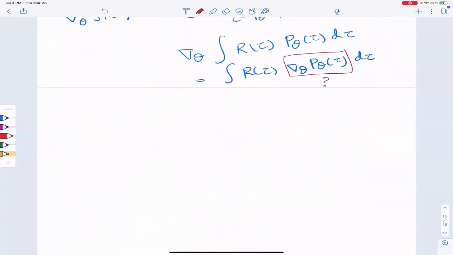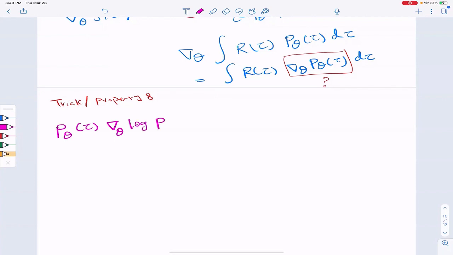So there it comes, a really nice property slash a trick that is used in policy gradient. Let's call it a nice trick or property. Okay. If I look at the probability of tau, trajectory tau, times the gradient of log of this probability, let's see what I get.